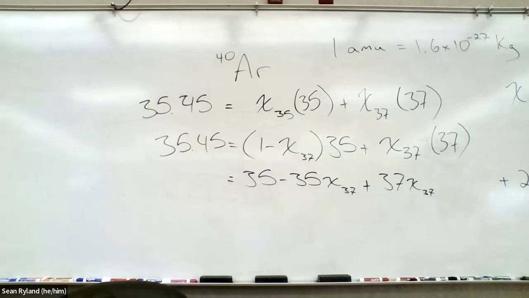We can solve that, right? So chi-37 is just going to be equal to 0.23, which means chi-35 is going to be equal to 1 minus that. So 0.77.